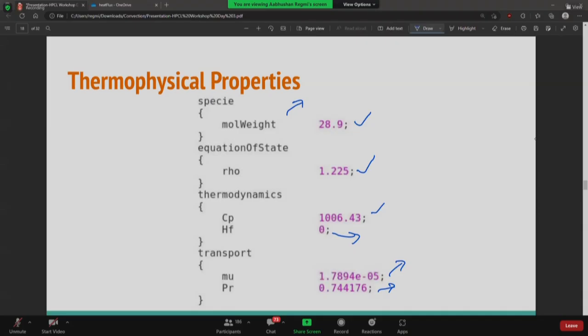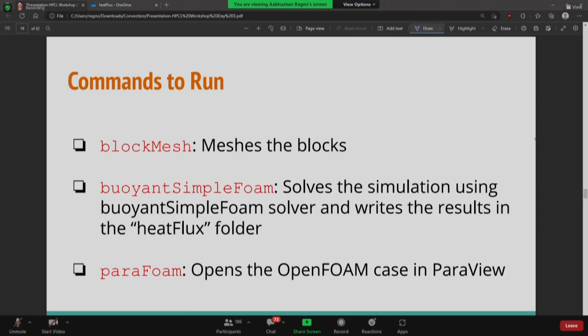Okay, thank you. So the commands to run that file are blockMesh, as usual, which meshes our block, and then buoyantSimpleFoam, which will run our solver and write the result in the heatflux folder, and then we can finally visualize using paraFoam. Now I think what I'm going to do is show you guys the actual simulation.